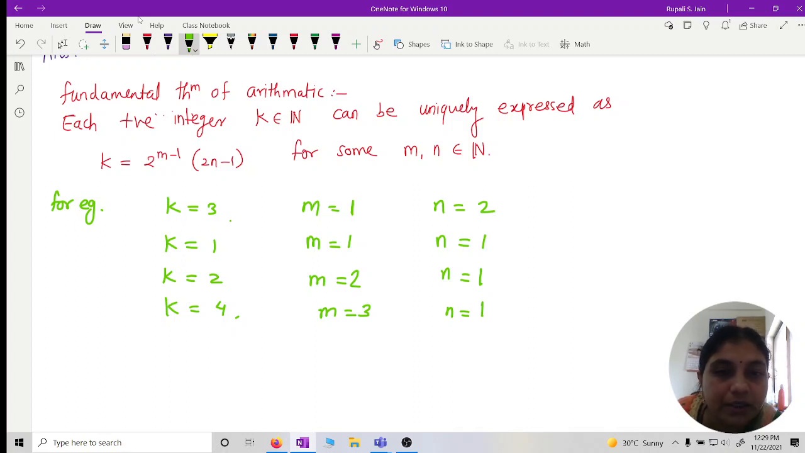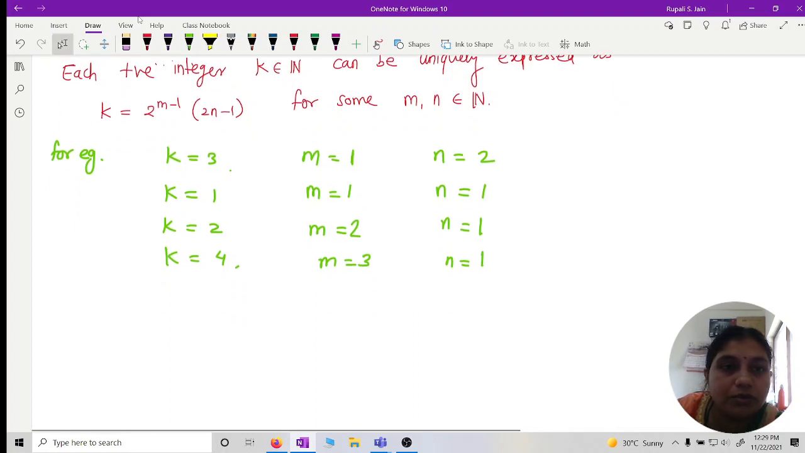We will have a unique representation for every k. There will be a unique representation 2 raised to m minus 1, 2n minus 1, where m and n are these values. This theorem is known as the fundamental theorem of arithmetic. Each positive integer k can be uniquely expressed as k is equal to 2 raised to m minus 1, 2n minus 1, for some m, n belongs to N.